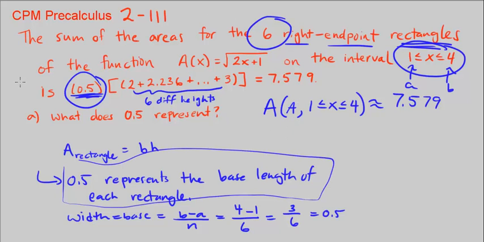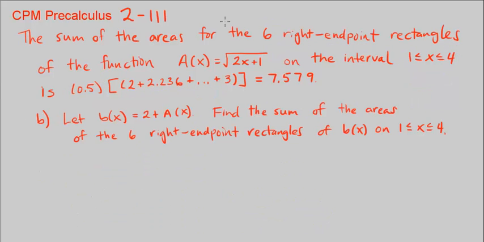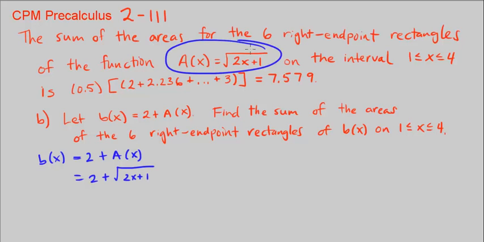Okay, let's go on to part B of the question. Part B says, let a different function called b of x equal 2 plus a of x. Remember a of x was our original function. Find the sum of the areas of the 6 right endpoint rectangles of b of x on that same region. Alright, so what we can do here is use this function and add 2, so b of x is our function plus 2. So this is just going to be 2 plus the square root of 2x plus 1, which is a of x, right?